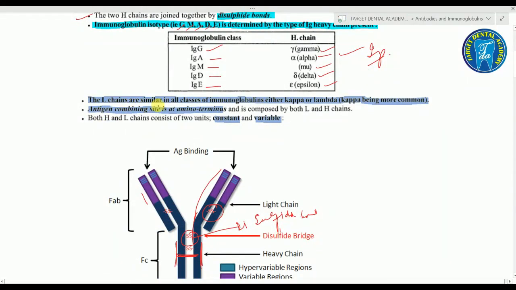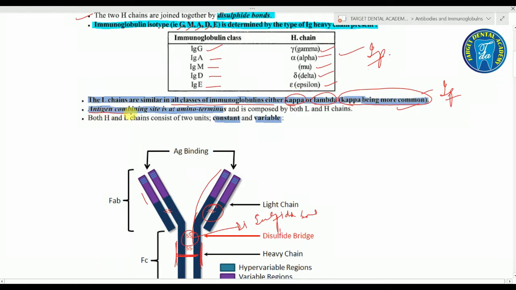The light chains are similar in all the classes of immunoglobulins, either kappa or lambda, but kappa is more common. Important. In all the classes of immunoglobulin, the light chain is either kappa or lambda, and these are in similar classes, but kappa is more common.